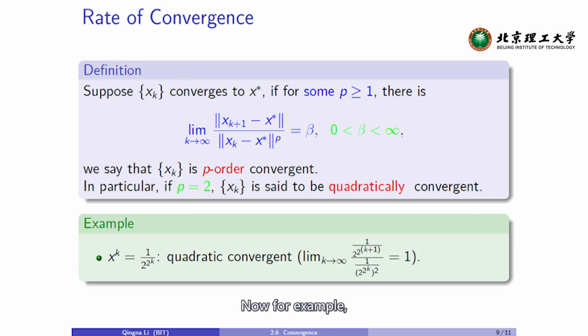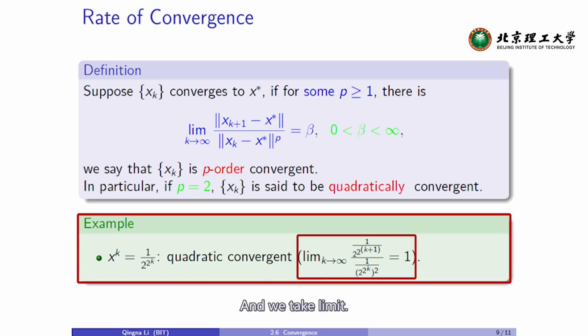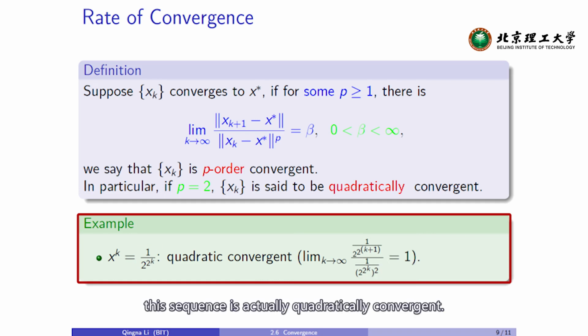Now, for an example, let's take a look at this xk sequence. The sequence here is even more complicated than the previous two examples. We have 1 over 2 power of k, and we take the limit, and we can see that if we choose p equals 2, then we get the limit to be 1. In other words, this sequence is quadratically convergent.